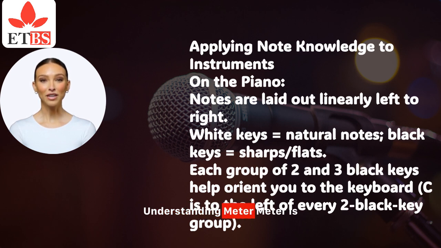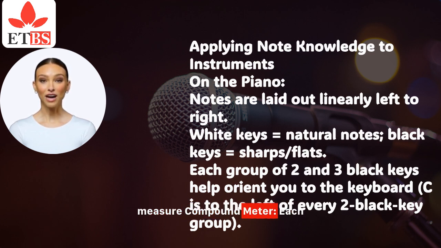Fourth, understanding meter. Meter is the recurring pattern of strong and weak beats. It provides the framework for rhythm. Beats are grouped into measures, or bars, which are separated by bar lines on the staff. Types of meter: Simple meter: each beat is divided into 2 equal parts. Common examples: 2/4, 3/4, 4/4, with 2, 3, or 4 quarter note beats per measure.